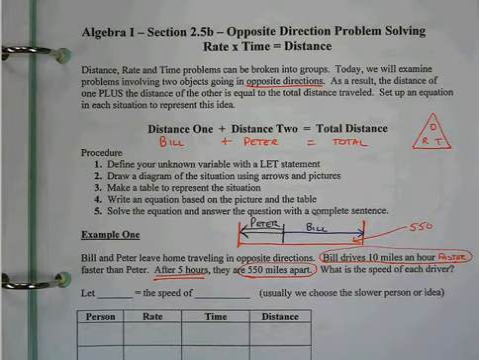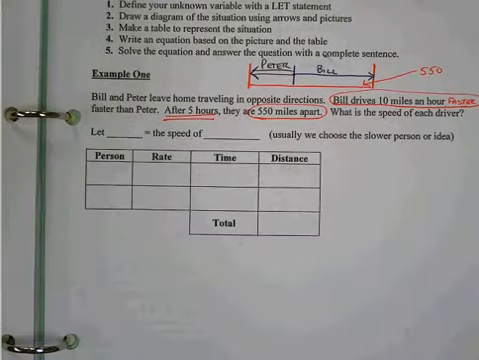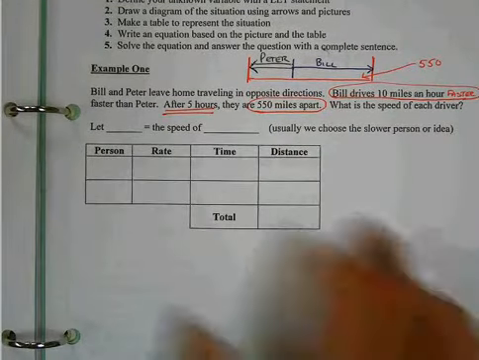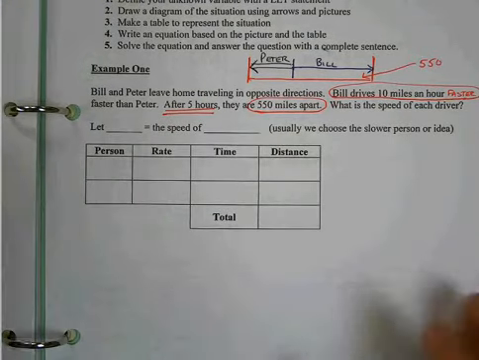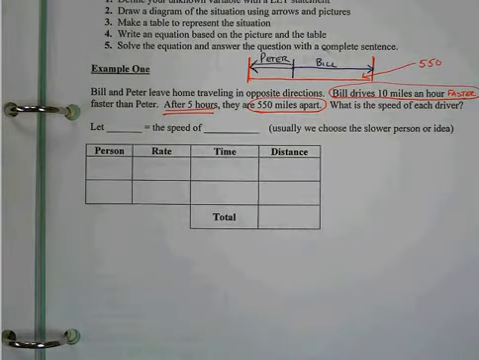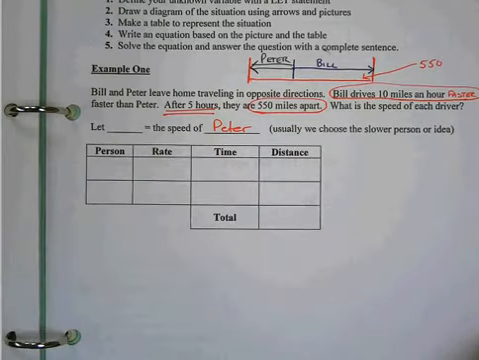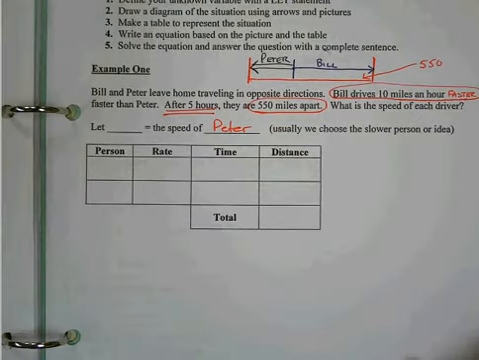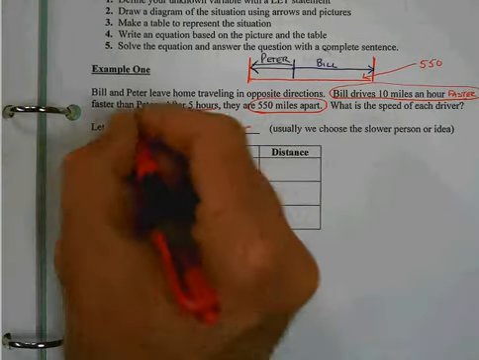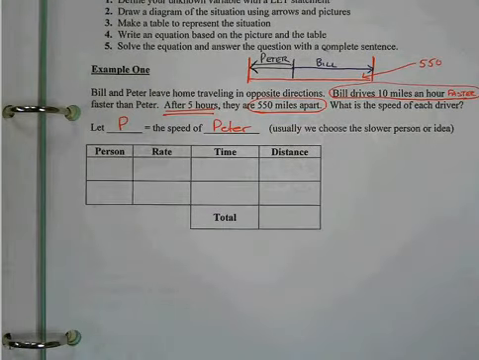So to do that, we're going to use this little chart down here that we're going to set up, and we're going to first try to understand who we're going to use. Now, who's the slower guy? Peter. So, we're going to make him our speed. What variable are we going to use for Peter's speed? P. Always use a variable that relates to the problem. Don't just use R for rate or S for speed. Use something that relates to the problem.